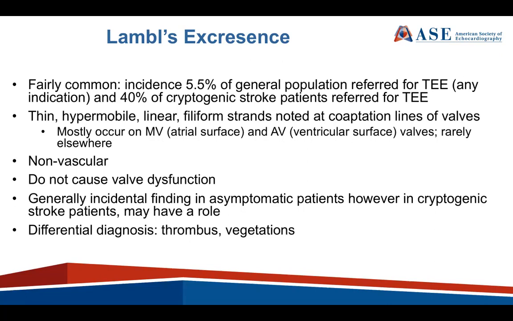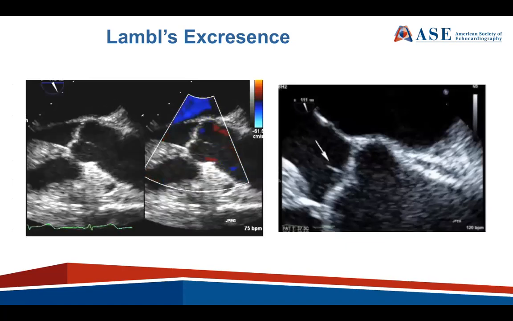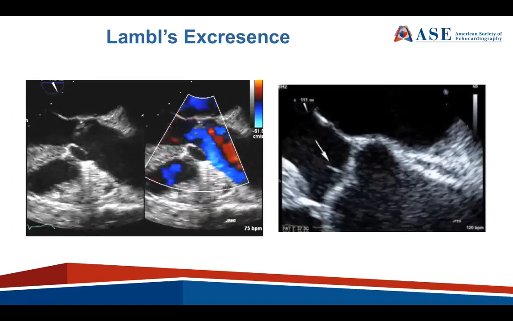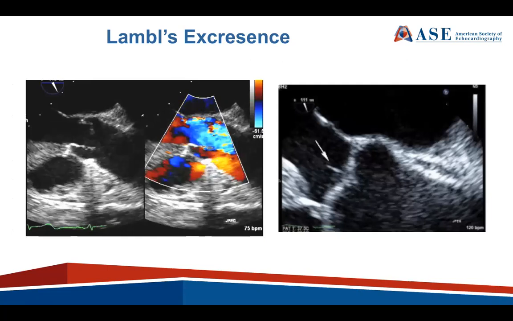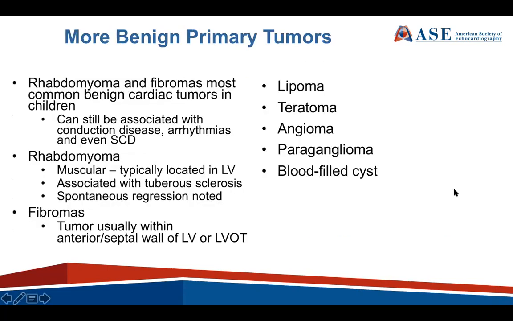The differential diagnosis includes thrombus and vegetation. I would probably add in papillary fibroelastoma, but it does look discrete, different from all three of these differentials. Here are examples of Lambl's excrescences on the aortic valve. As you can see here, really no problems with the aortic valve with respect to obstruction or regurgitation. And it's a small, thin strand, as you can see here, if you pause the frame and zoom into it.